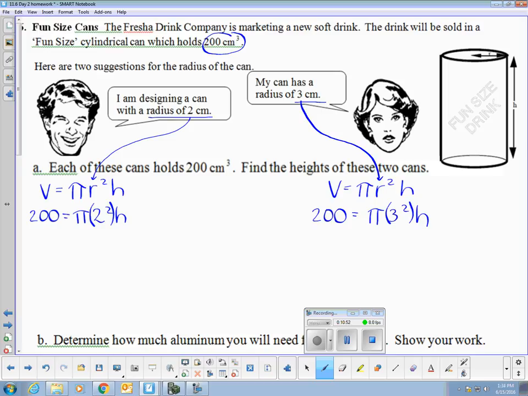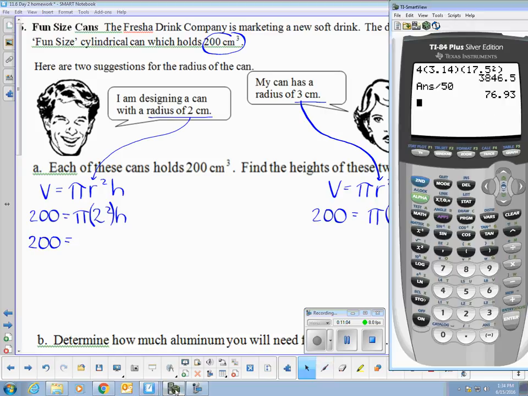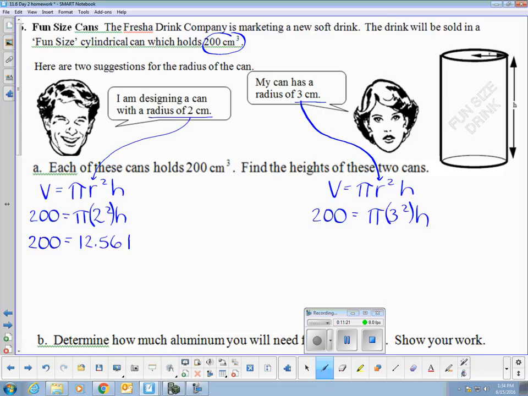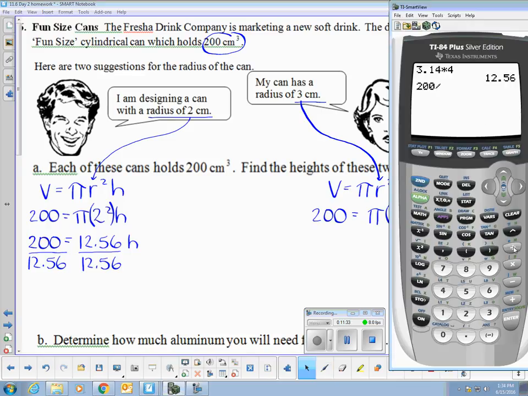200 cubic centimeters? So I'm going to solve both of these equations for the height. So let's simplify first. We're going to multiply pi 3.14 times 2 squared, which is 4. And then to find the value of h, I'm going to divide each side by 12.56. And therefore, my height is about 15.9. And this is in terms of centimeters.